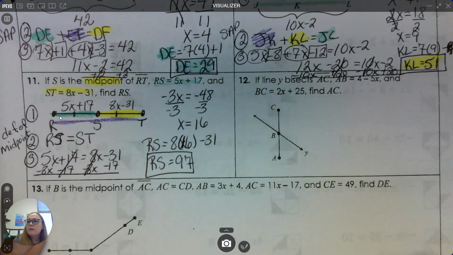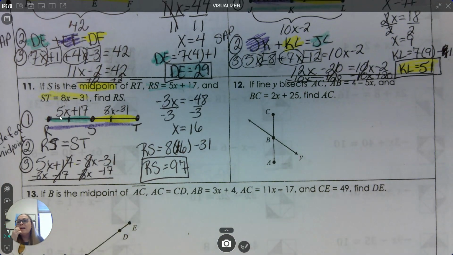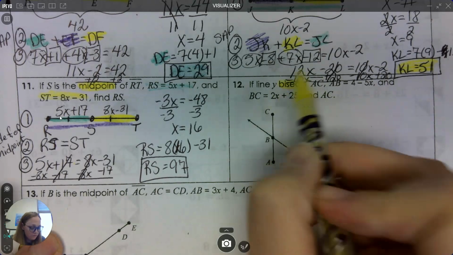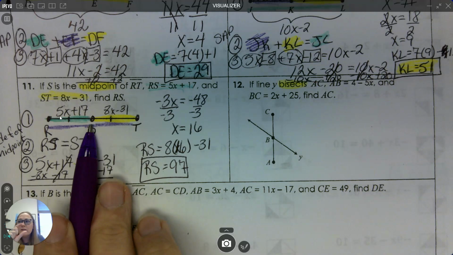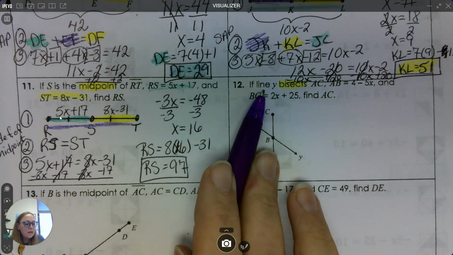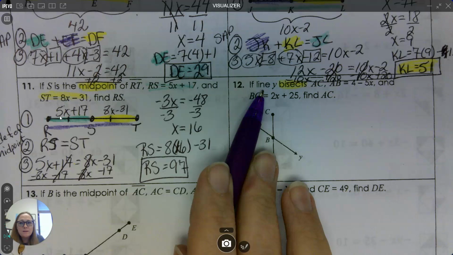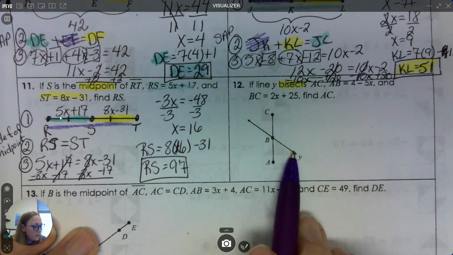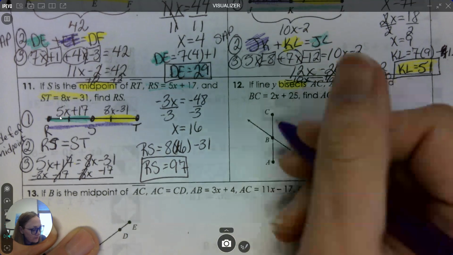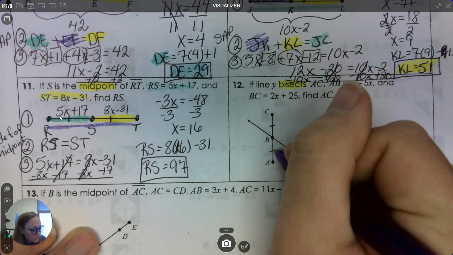Okay. All right, here we go. If line Y bisects, there's another vocabulary word they threw at you. If you remember, bisect means that it cuts the segment in half. So if it's a point that's in the middle, we call it midpoint. If it's a line, a ray, another segment, we call it a segment bisector. And so if Y bisects AC, that means that these two are equal to each other.